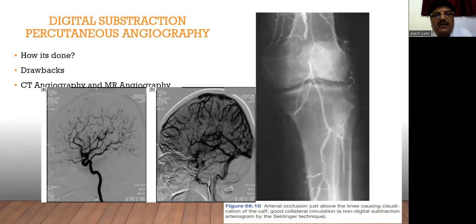Another investigation at our disposal is digital subtraction percutaneous angiography. It is done by injecting a dye into the arterial system, and the computer takes images continuously, and then the computer will subtract the other images out of that arterial system and will give us a clear picture of the arterial system. In this picture, there is a blockage of the popliteal artery.